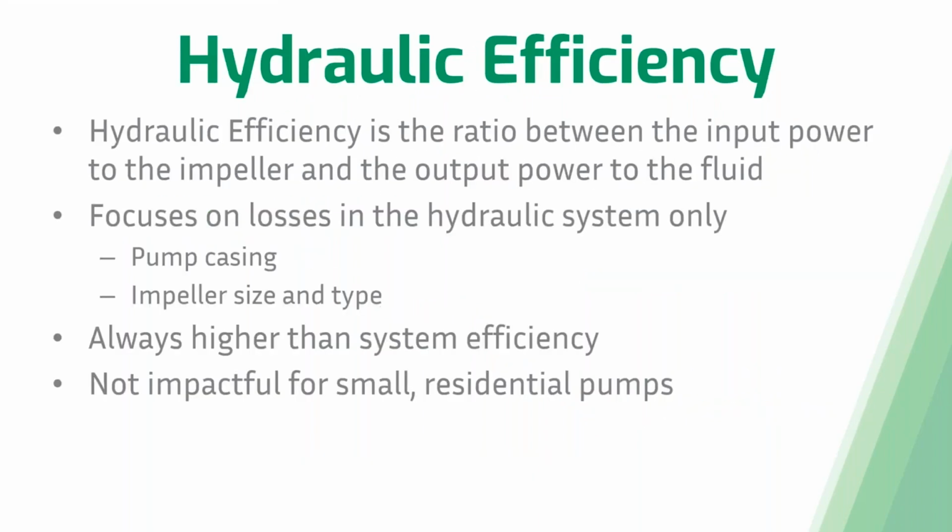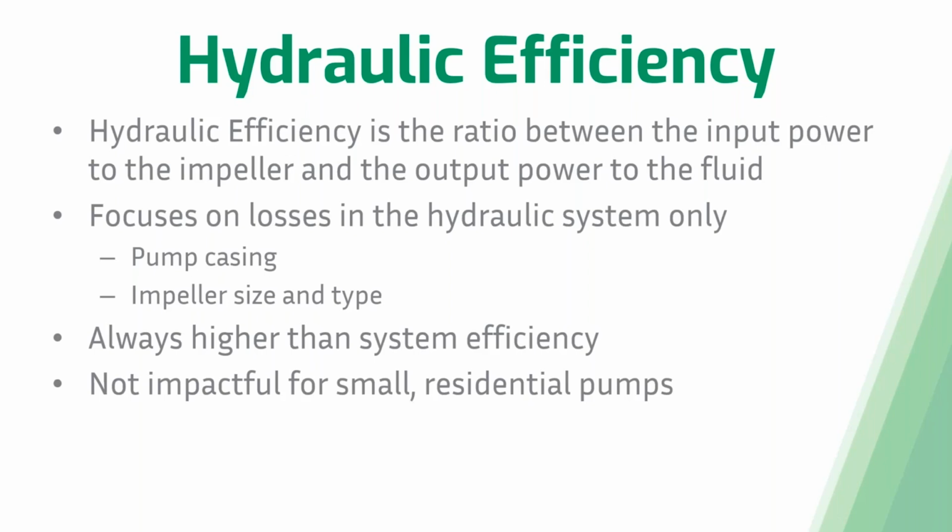So now let's talk about hydraulic efficiency, which is a subset of full system efficiency. Hydraulic efficiency is the ratio between the input power to the impeller and the output power to the fluid. So this is really just a measure of that efficiency between that impeller and that water. This typically just focuses on the losses in the hydraulic system only, so losses with the pump casing design, but mainly with that impeller size and type. And this is going to matter here in just a second.